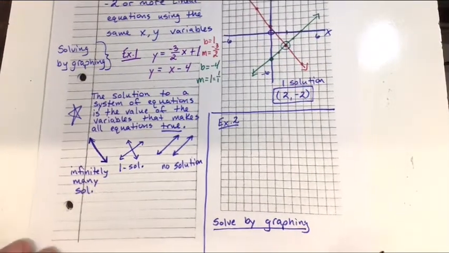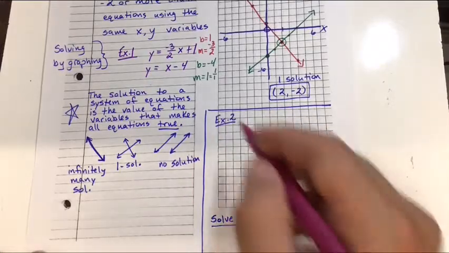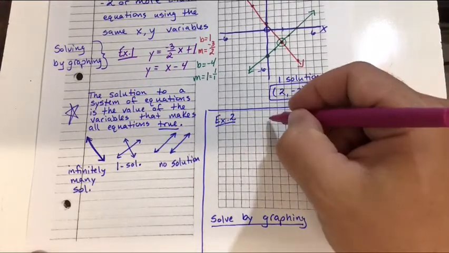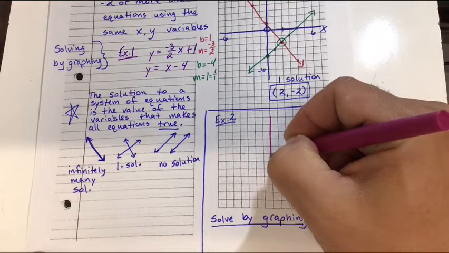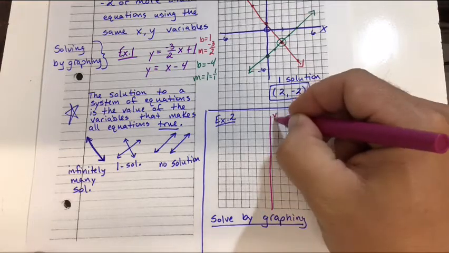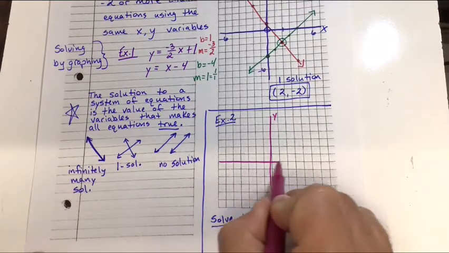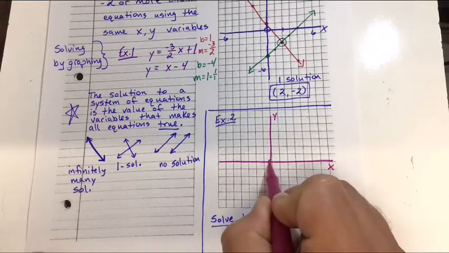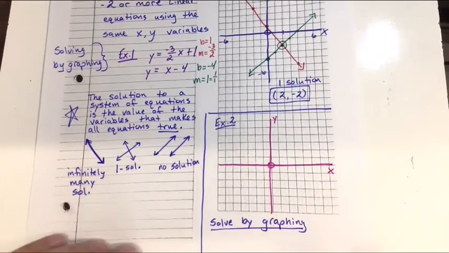Okay, let's do another example. I've got some room left on my page here. We're going to do another example. We're going to solve by graphing. So I'm going to go ahead and make my axes here, y-axis and x-axis. You can make yours to match. And here are your two equations we're going to use.